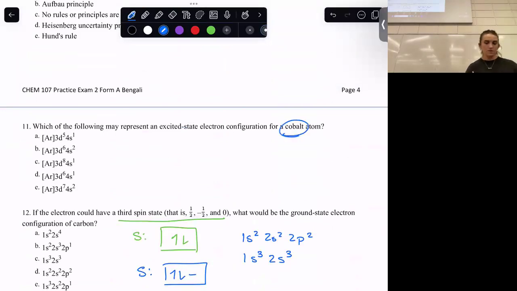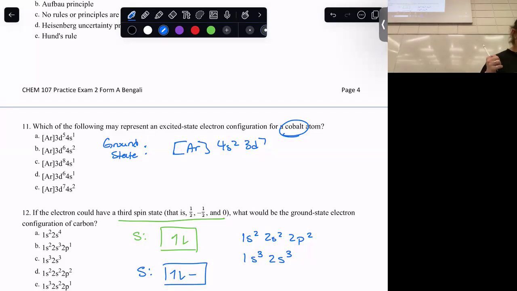So if we're looking at the cobalt ion, we just kind of did this. We said that the ground state is going to be 4s2 3d7. So you want something that's going to be higher than 4s2 3d7. An excited state just means that we're taking an electron we already have and putting it into a higher energy level. We're not removing an electron, we're not gaining an electron, we're just taking the electrons we have and making it into a higher energy level.